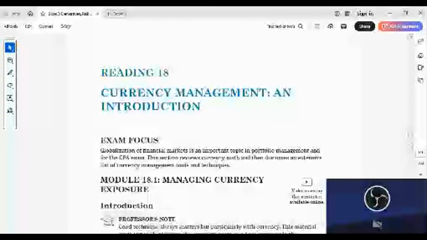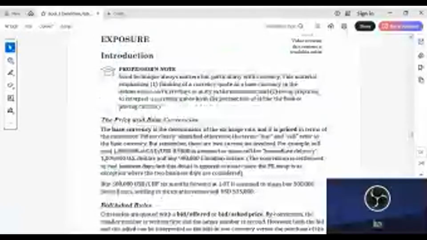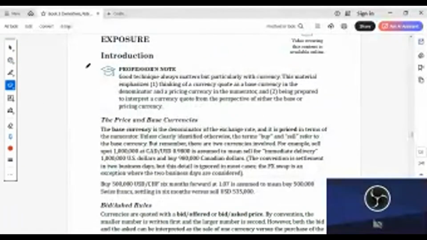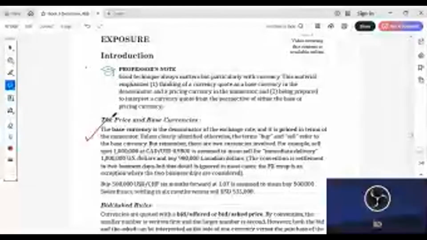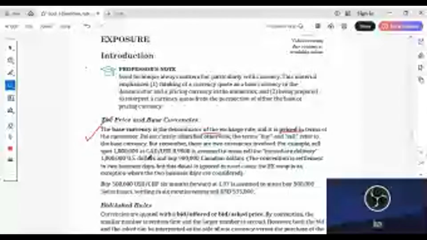Currency management. This is the only chapter on currency for level 3, right? The initial part is a bit of introduction. Base currency is the denominator of the exchange rate, and it is priced in terms of the numerator. This is not very relevant, but suppose this quote is given, then this would mean 0.98 CAD per USD, right?